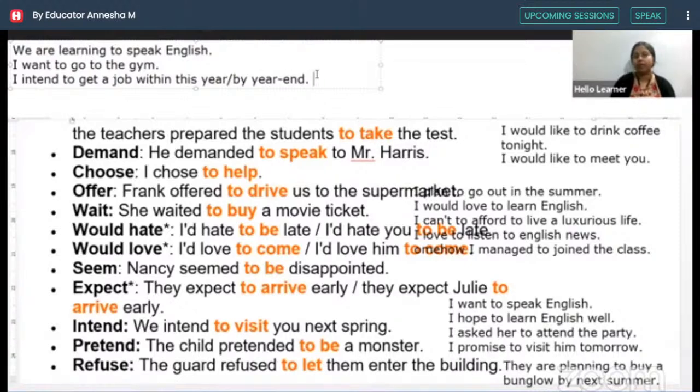Okay. Very good sentence, Shima. Next, who wants to try? Abhay, बताइए. Intend means, kind of like, मेरा ये intention है, मैं ये करना चाहती हूँ. मैं इस साल के अंत तक एक जॉब जुगाड़ करना चाहती हूँ. Okay. Anyone else? Pretend, refuse, थोड़ा difficult verb से try कीजिए.